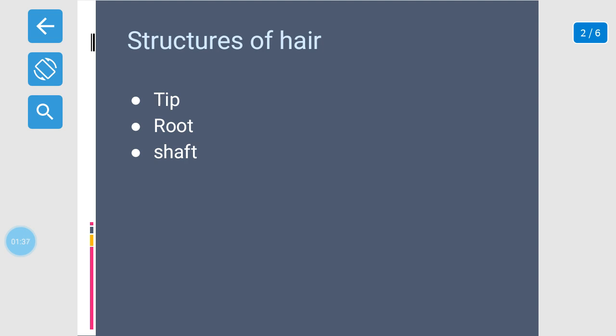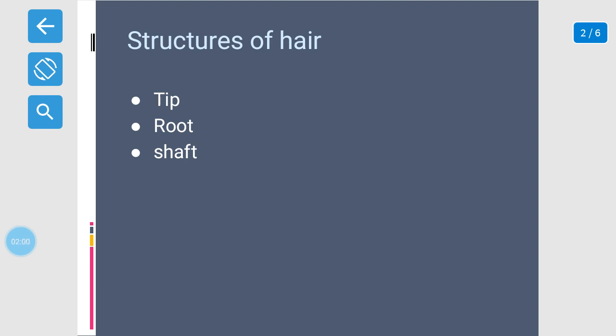And the root. The examination of the root of a hair is useful to find out whether the hairs have been pulled off by force or have fallen by themselves. So we can understand whether the hair was pulled off by force or fell by itself.